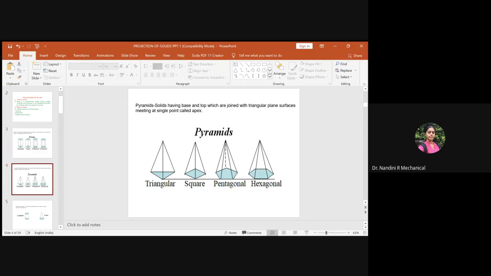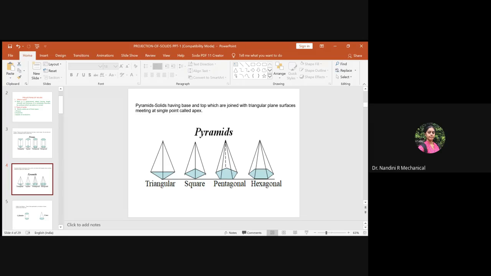In case of a square pyramid, you will be having a square base that will be bounded by 4 triangular surfaces, 1, 2, 3 and 4 at the backside. So all the 4 triangular surfaces will be meeting at a common point which looks like a pyramid, hence the name pyramid. So the common point will be called our apex. So this is our square pyramid.